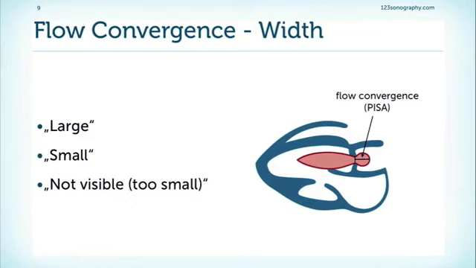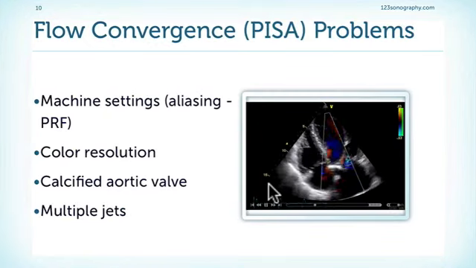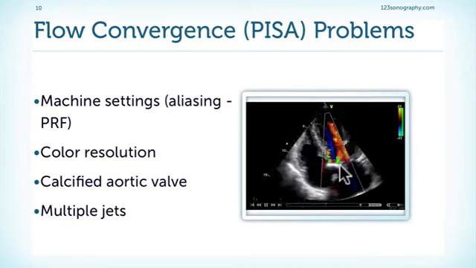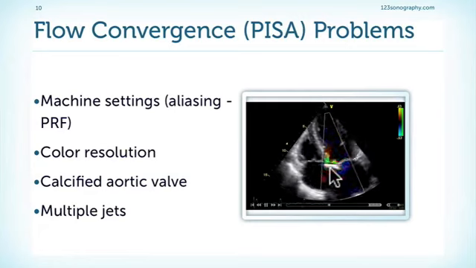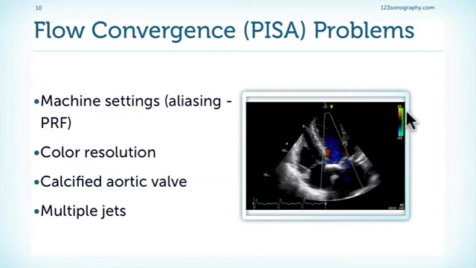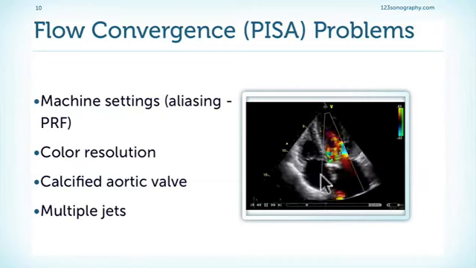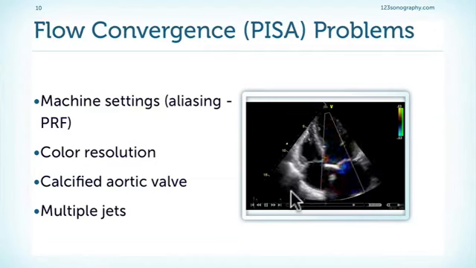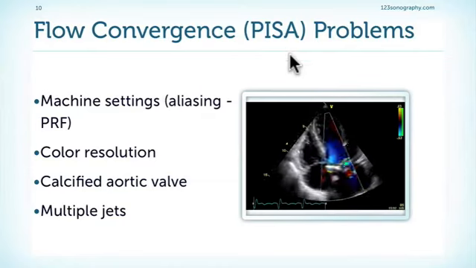Another way of looking at the jet is by looking at the flow convergence zone. The flow convergence zone is large if the patient has severe aortic regurgitation, and it's small or not visible if regurgitation is mild. It is very difficult to really measure the flow convergence zone, but nevertheless you can look at it on a semi-quantitative basis. And there are other limitations, for example in this situation where we have a calcified aortic valve, where we do not see the PISA, and we also have multiple jets. Again, the size of the flow convergence zone also depends on the PRF limit, and it also depends on how good your color resolution is. So even with determining the flow convergence zone, there are a number of problems.